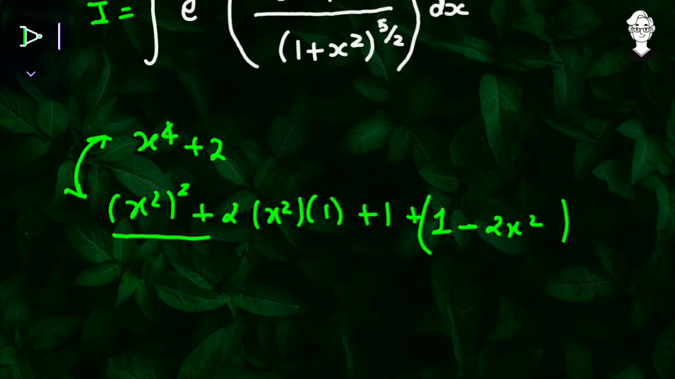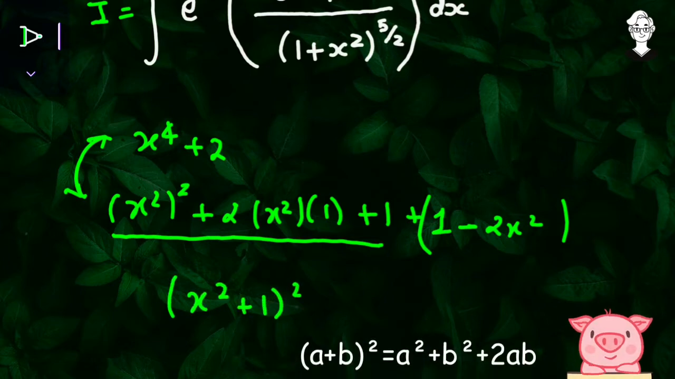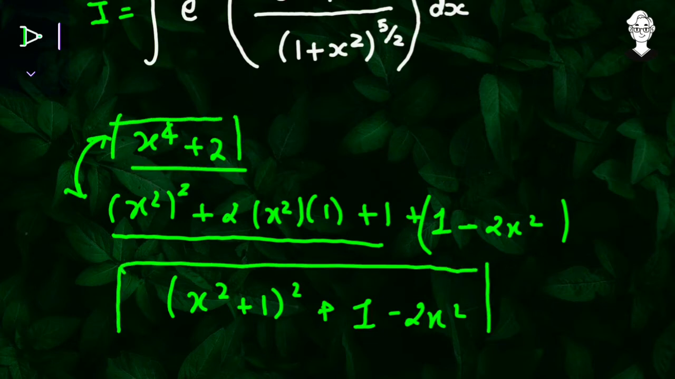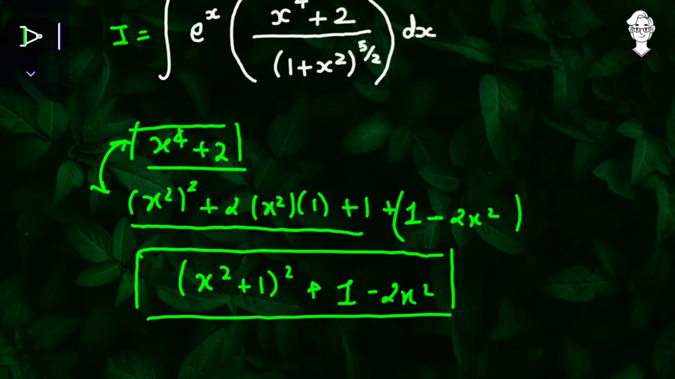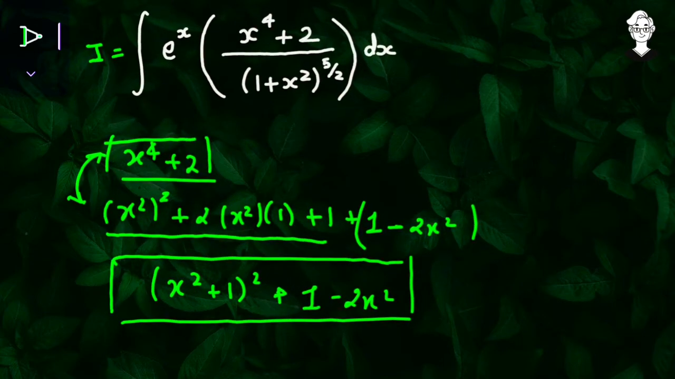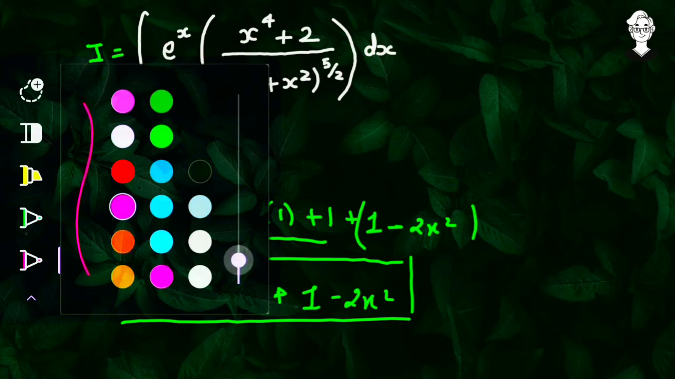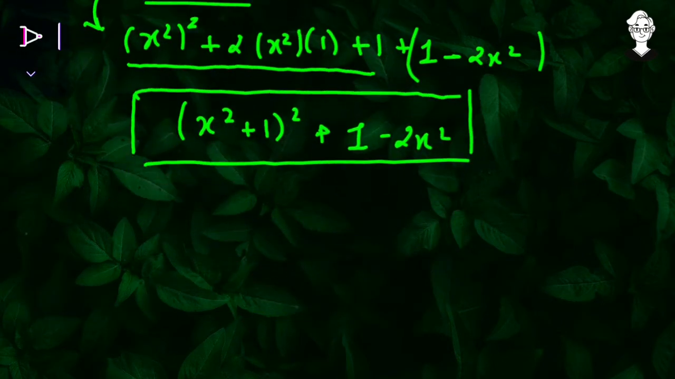Now look over here, from here to here, what I can observe is the algebraic identity: x squared plus 1 the whole squared. Observe over here, x squared the whole squared plus 2 times ab, that is x squared times 1, plus 1 the whole squared, that is 1. And then the remaining thing is plus 1 minus 2 times x squared. So x to the power 4 plus 2 can be written as (1 plus x squared, or else x squared plus 1, both are the same) the whole squared plus 1 minus 2 times x squared. So instead of x to the power 4 plus 2 I will write this. So let us do that.